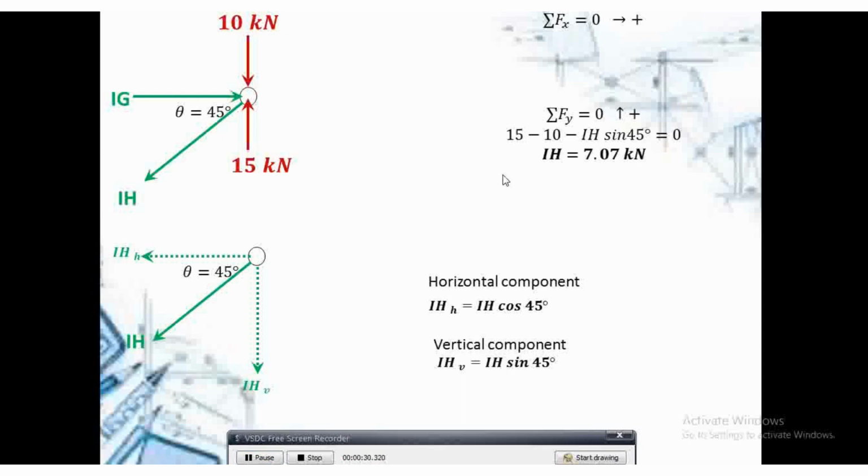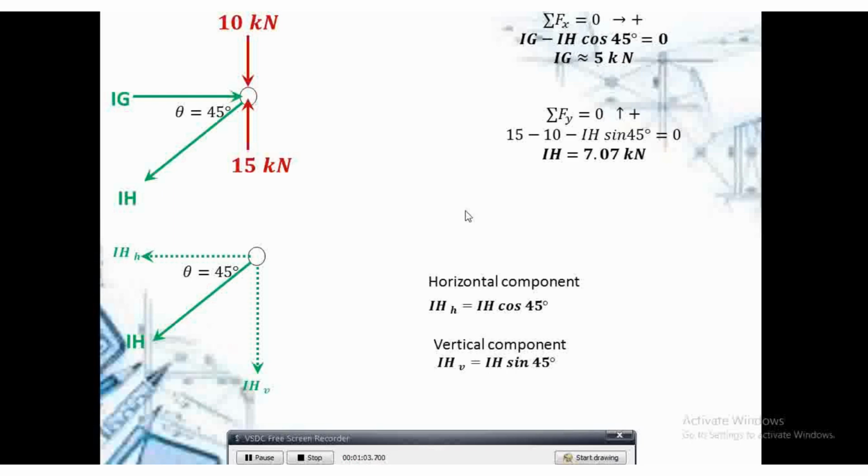For the summation of forces along the x-axis, to the right, positive. IG is to the right, so that's positive. The horizontal component of IH is IH cosine 45 degrees. So, therefore, this is my equation. Substitute IH, my IG now is almost equal to 5 kilonewtons. So, this is how you're going to solve for the horizontal and vertical component given that the angle is with the horizontal.